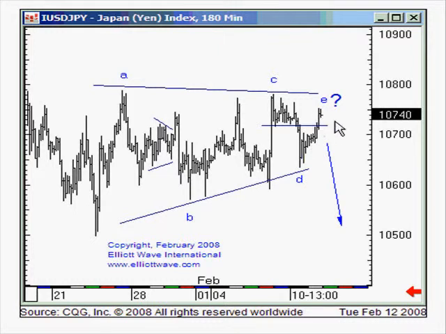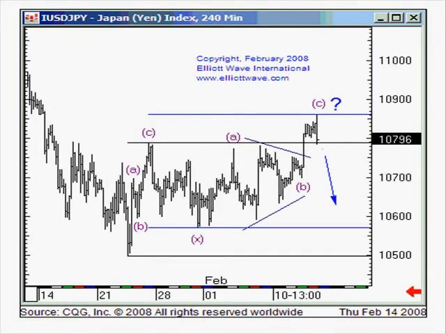And I like this situation here because I know where the pattern is wrong. I know where my outlook would be incorrect. If this is a triangle, we have to hold these highs. So I know what my risk is, and I know what my reward would be. If the triangle is correct, we're getting ready to thrust to a new low beneath 105. So when I look at risk reward, it's quite favorable. So let's see what happened this week since the 12th.